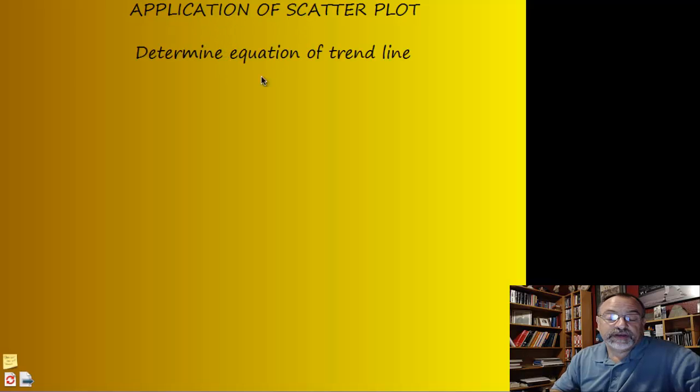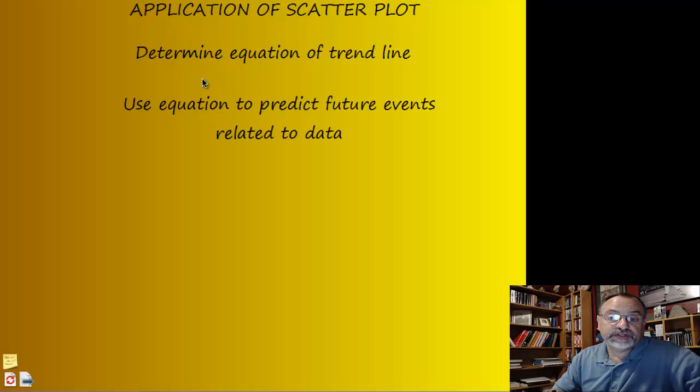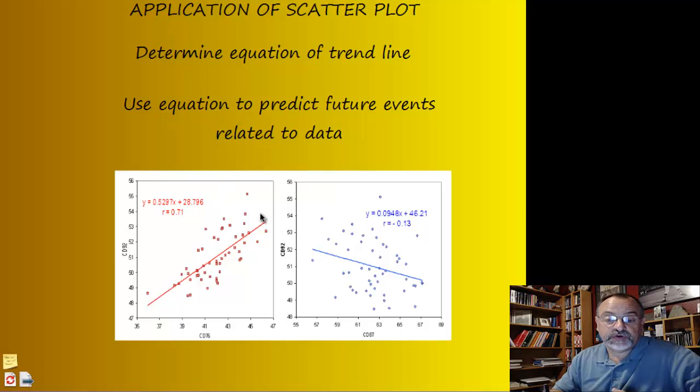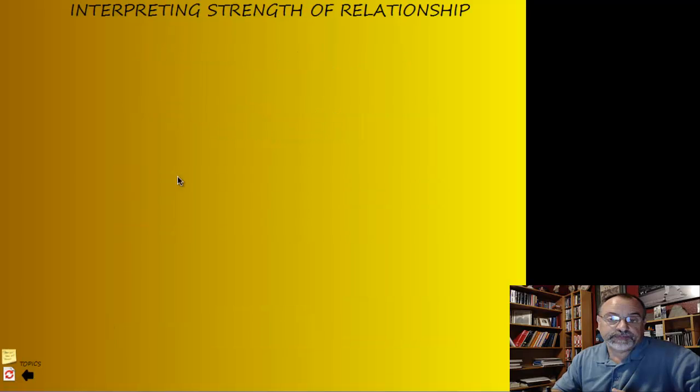Now, the application of the scatter plot would be that we want to draw this line as best fit, and then we want to determine the equation of that line, because once we have the equation, we can then substitute in different x values and figure out what the y values would be in the future that are off the table. So your scatter plots should look very much like this.